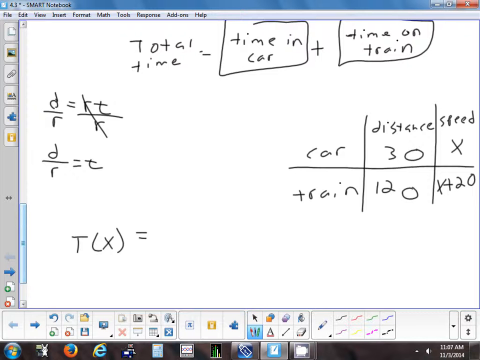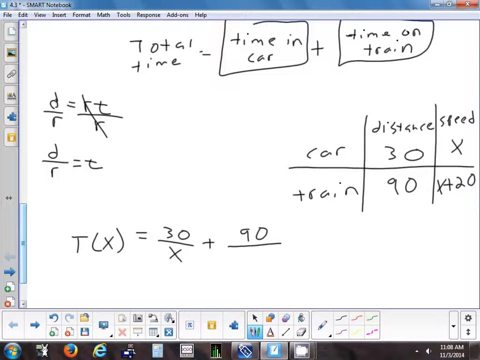Okay, let's start out with the distance we traveled in the car. That's 30. And we're going to divide that by the rate, x. So there's the time in the car. 30 divided by x. Plus, Augustine, what's our distance that we did on the train? 90. Or 120. Oh, I'm sorry. Yeah, that is 90. The total was 120. I think we said 90. Yeah, you're right.